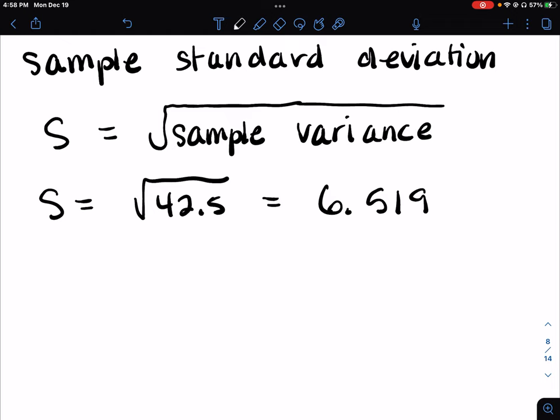Okay, the sample standard deviation is S, and you just take the square root of the sample variance. So for our previous example, just take the square root of 42.5.